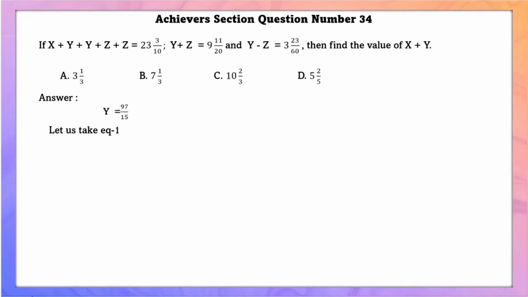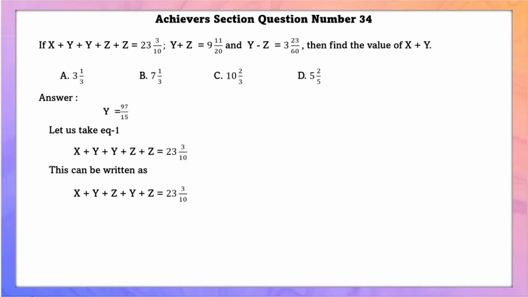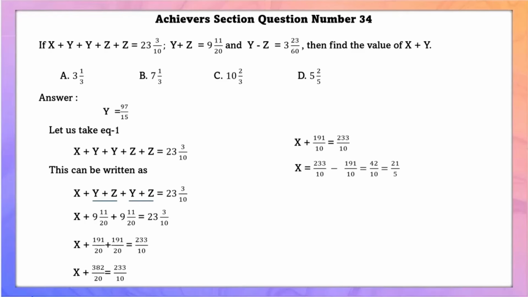Now let us take equation 1. This can be written as x plus y plus z is equal to 23 3 by 10. Then we can substitute the value of y plus z over here, and we can find the value of x. If we find the value of x, we will get 21 by 5. Now, x plus y is equal to 160 by 15. That can be written as 10 2 by 3.